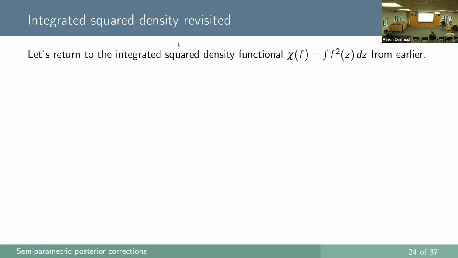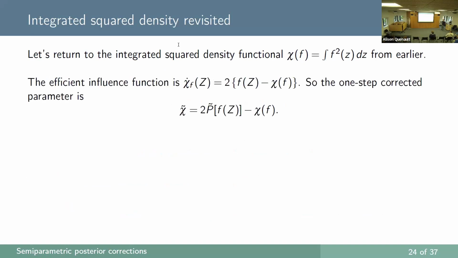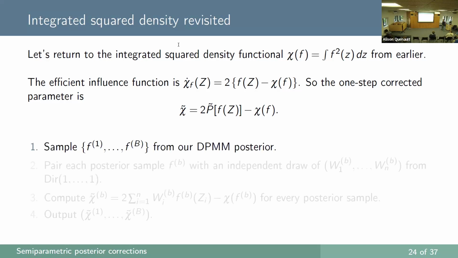I'll go back to that simple example we had before, just to illustrate what's going on here. Remember, we were interested in the integral of the density squared. Somebody else has done the work already, so we can just use their form of the efficient influence function. This is how we do the computation here. We have our DPMM model.